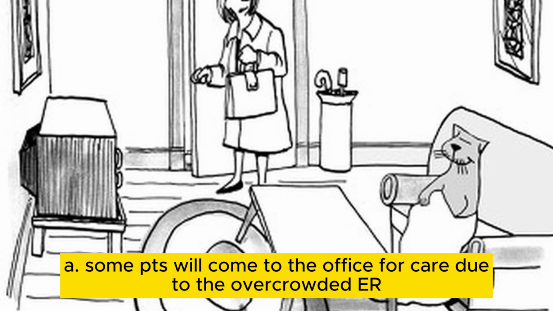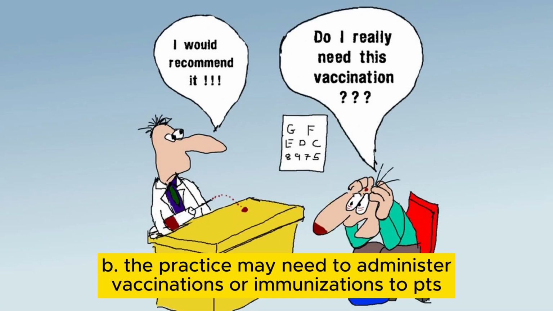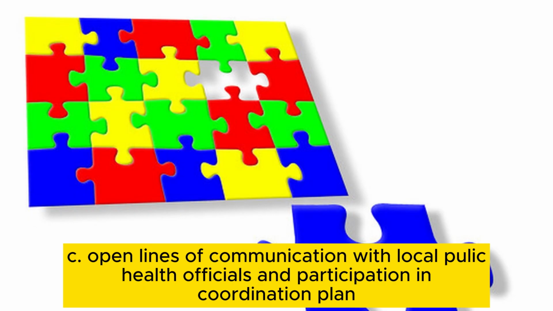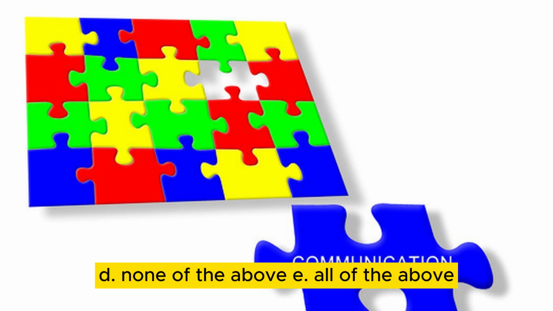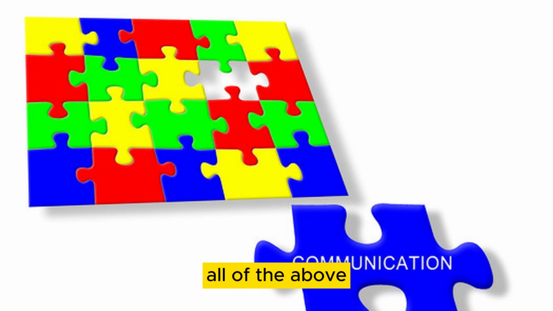In a large-scale national disaster or disease outbreak, which considerations should be taken? A. Some PTs will come to the office for care due to the overcrowded hospitals. B. The practice may need to administer vaccinations or immunizations to PTs. C. Open lines of communication with local public health officials and participation in coordination plan. D. None of the above. Answer: All of the above.